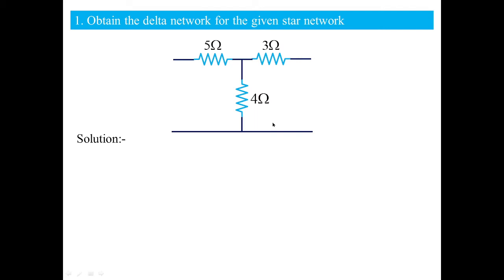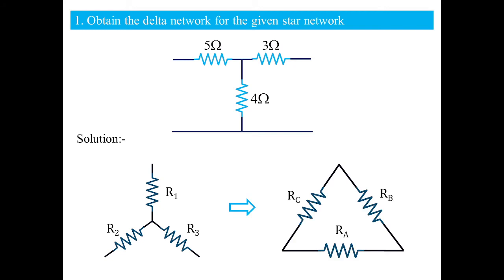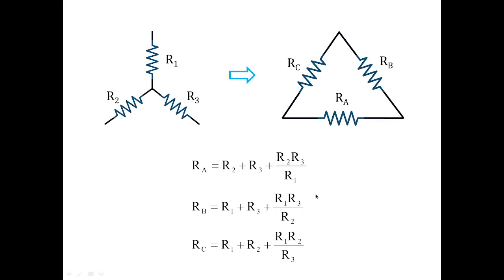If this needs to be converted into a delta network, then how does it look? We know the formula for star to delta. We have seen the shortcut, and also derived it in the previous video. The previous video link can be easily obtained from the link provided in the description box. Please follow that. Now we can see there is a star to delta conversion technique. We have seen the formulas here, so we'll use the same formulas to solve the given problem.